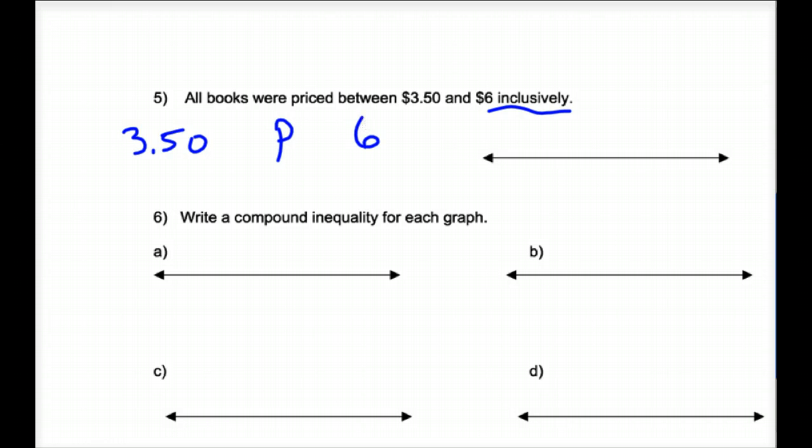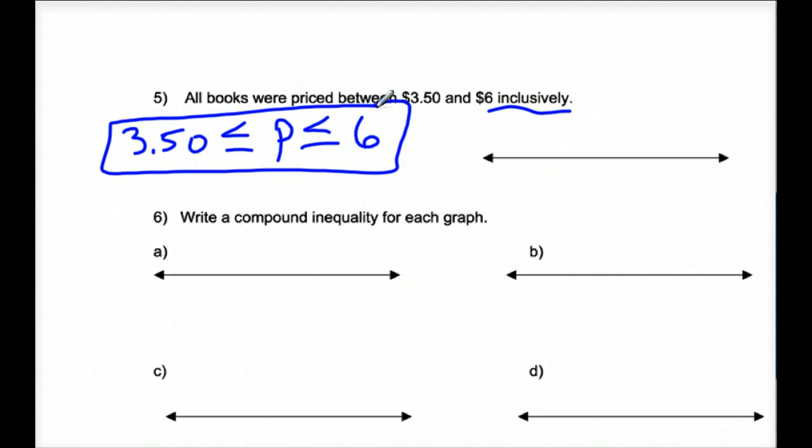And what inequality signs would make that true, where P, the price, is between 3.50 and 6? Inclusively, so it's got to include them. Go ahead, Quinlivan. 3.50 is less than or equal to P, and less than or equal to 6. Perfect. Nice job.